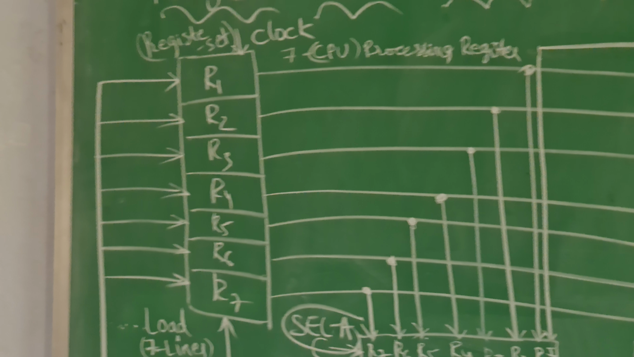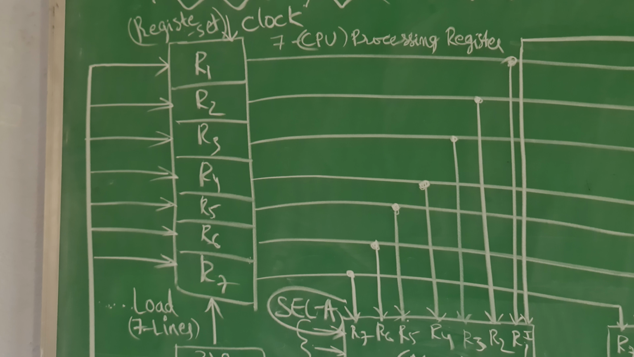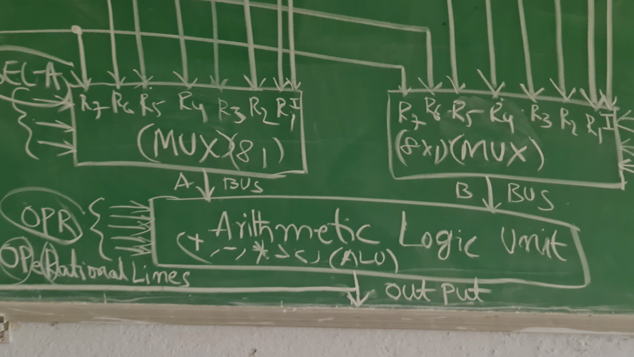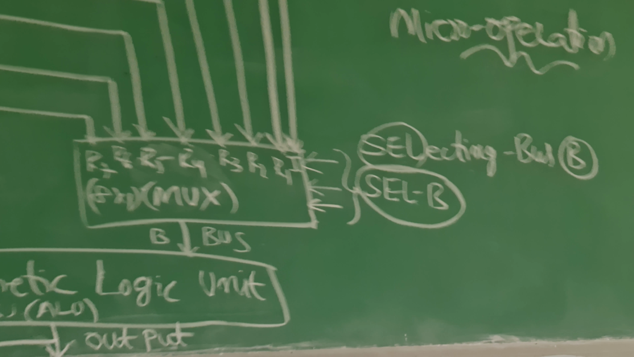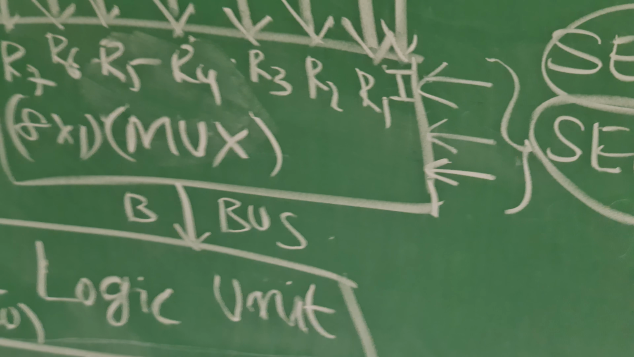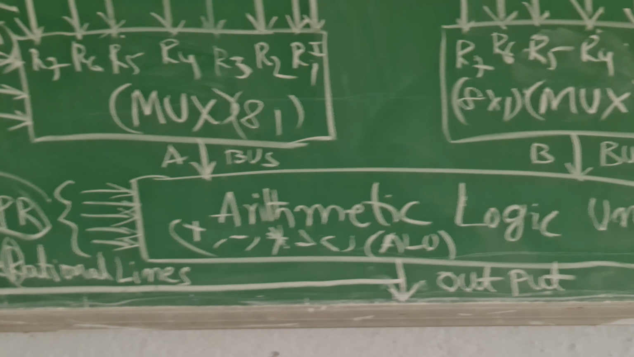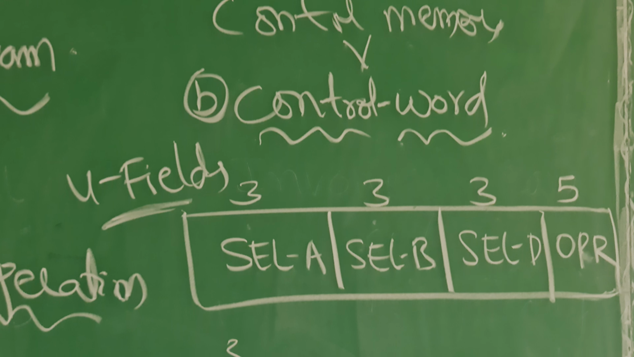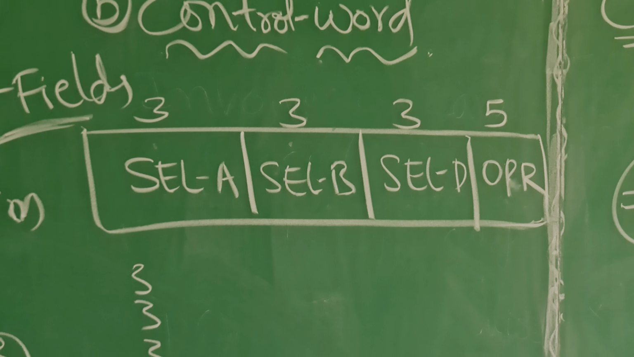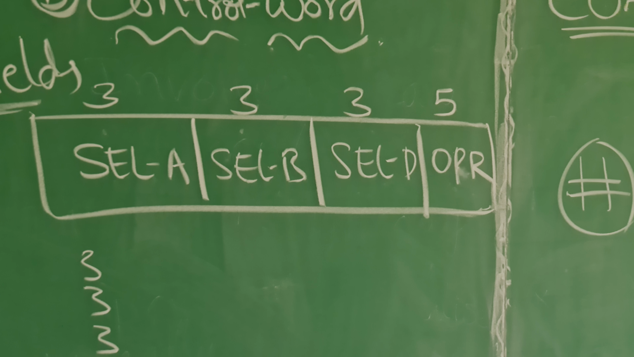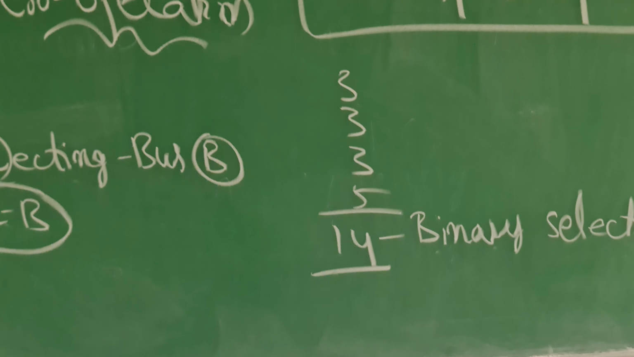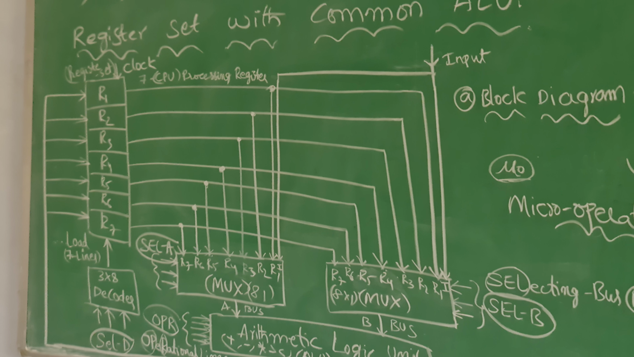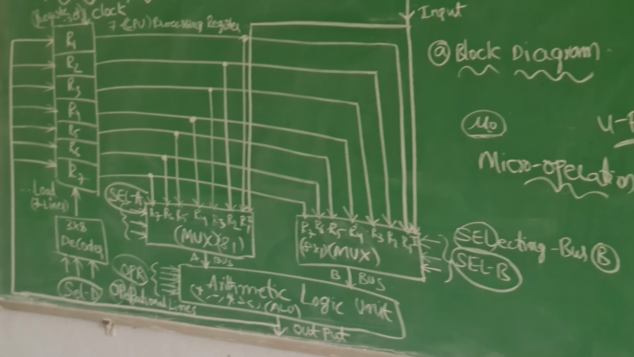So we have the register set here. Don't get confused with other diagrams. Here we have register set, nothing but bus. Selection A will select A bus, selection B with 3 lines will select B bus, and the 5 operational lines will select which operation should be performed in the ALU. So totally the micro operation will be performed. In the control word, we have 4 fields: selection A, selection B, selection D decoder, and operational lines. A total of 14 binary lines will select this register operation. The title of the diagram is register set with common ALU.